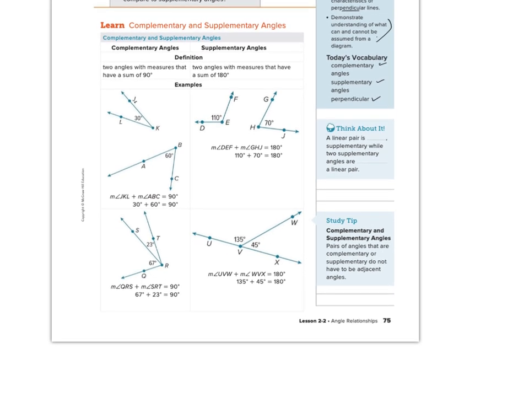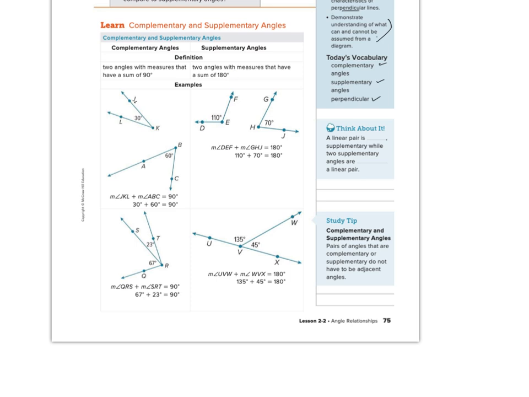They just have to sum to 90 degrees. And then here we happen to have two adjacent angles that when I add them together, 67 plus 23 is equal to 90 degrees. So then I know that QRS is complementary to SRT. That's the concept of complementary angles. And then supplementary angles will sum to 180 degrees.